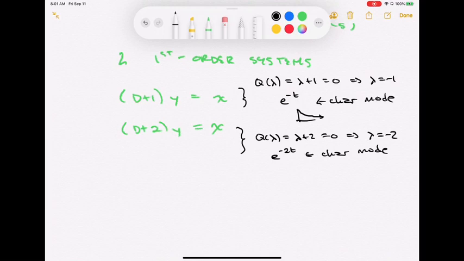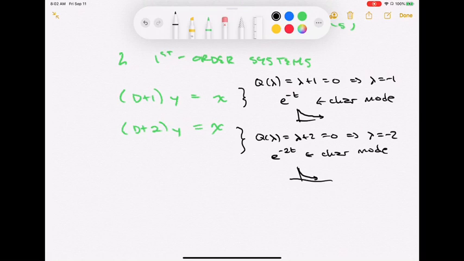And if I looked at how it releases energy, it's also exponential, but it's a faster exponential, right? It decays quicker because it's got that 2 in there. These two systems, both first order differential equations with slightly different Q's, each have their own characteristic root. That characteristic root dictates what the characteristic mode is, and that characteristic mode tells you the shape of the output and how this system releases energy.